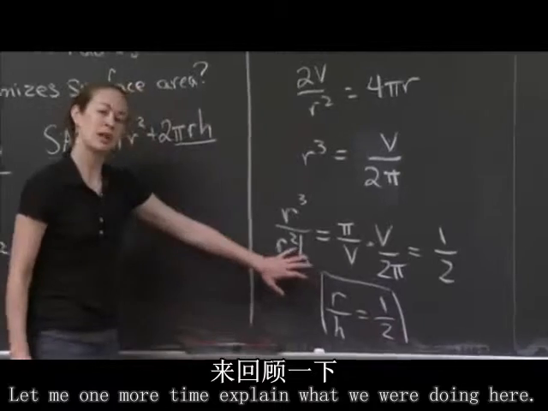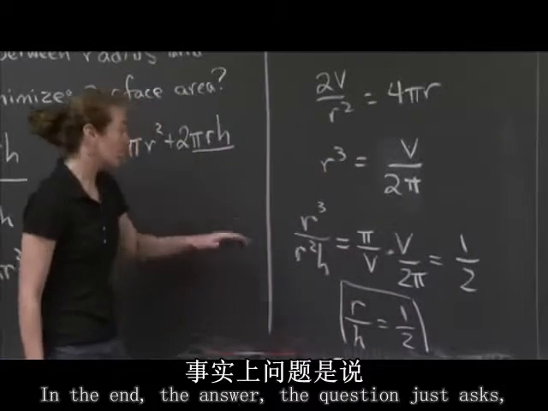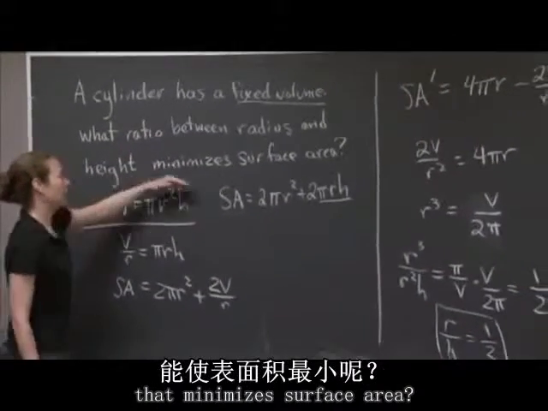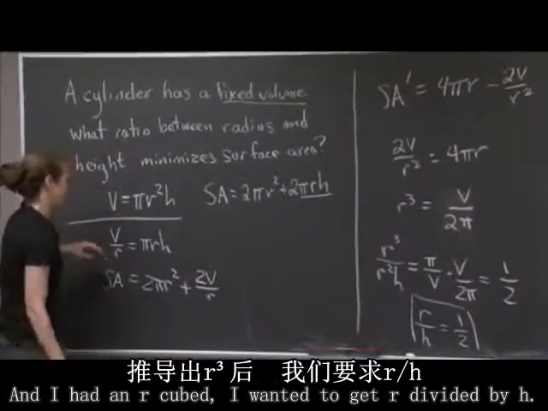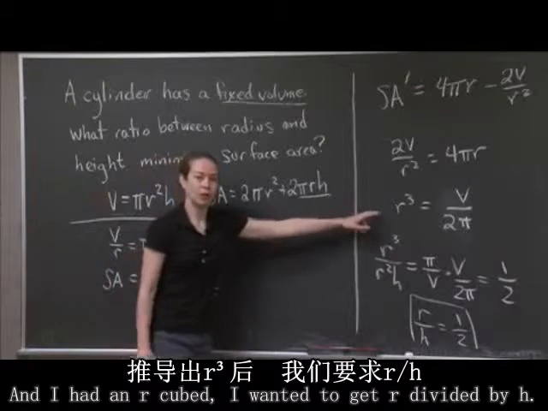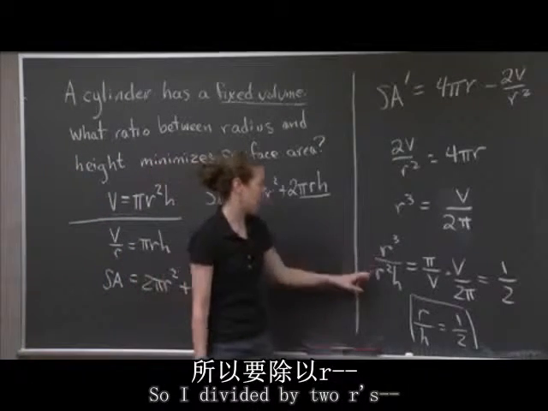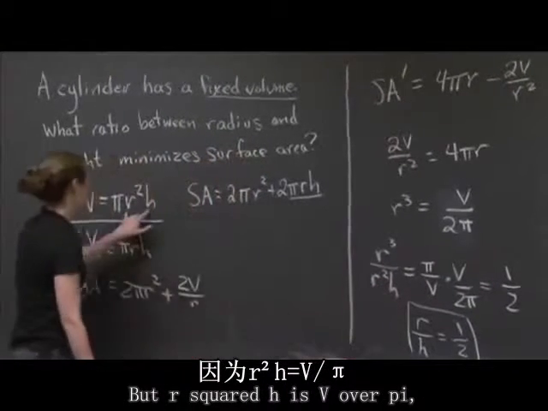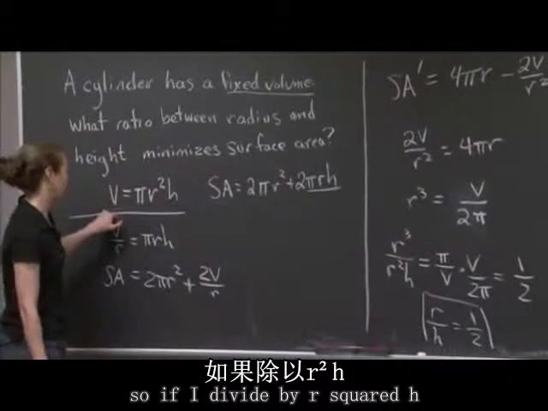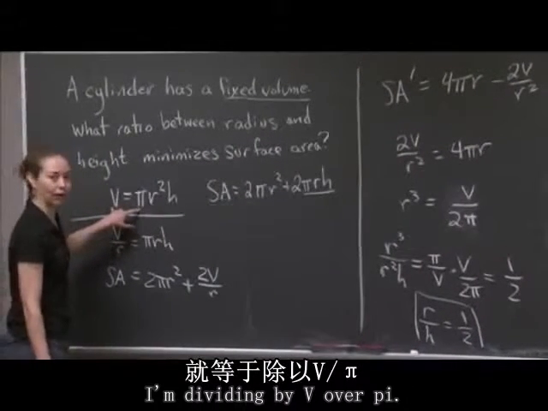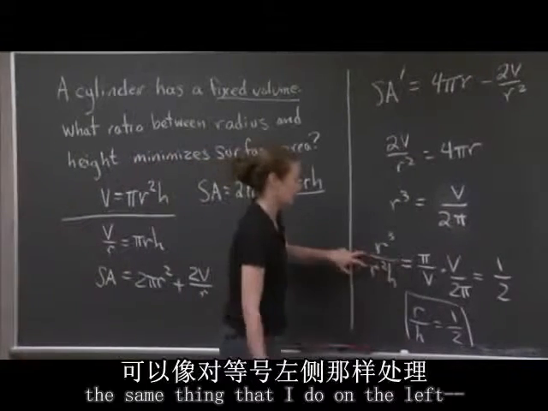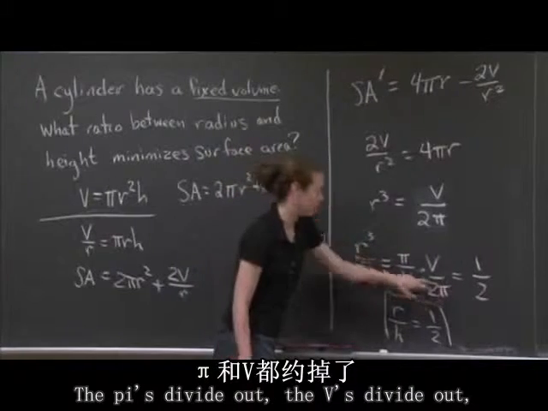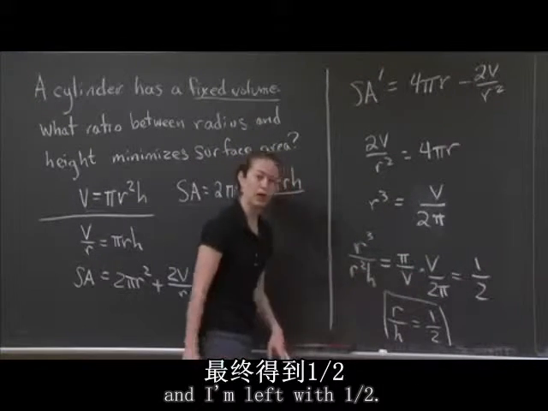Let me one more time explain what we were doing here. In the end, the question just asked, what is the ratio between radius and height that minimizes surface area? And I had an r cubed. I wanted to get r divided by h. So I divided by 2 r's. I divided by r squared and then h again. But r squared h is v over pi. So if I divide by r squared h, I'm dividing by v over pi. So I can do on the right-hand side the same thing that I do on the left. I divide it by v over pi, which is multiplying by pi over v. The pi's divide out, the v's divide out, and I'm left with 1/2.